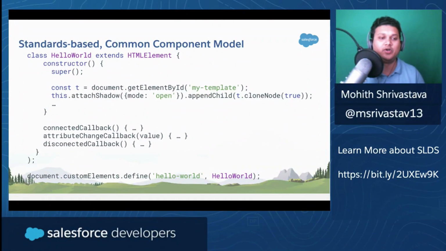There's no abstraction on top of it, right? There's no compiler that's going to simplify your code. As you can see, it's standard based, but still you need a lot of code, and you will be repeating the same code again and again.